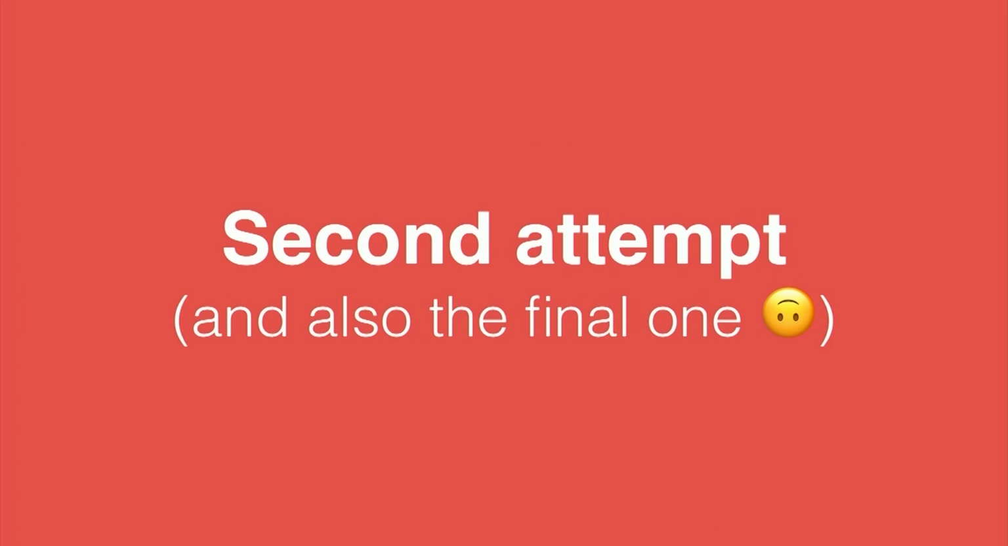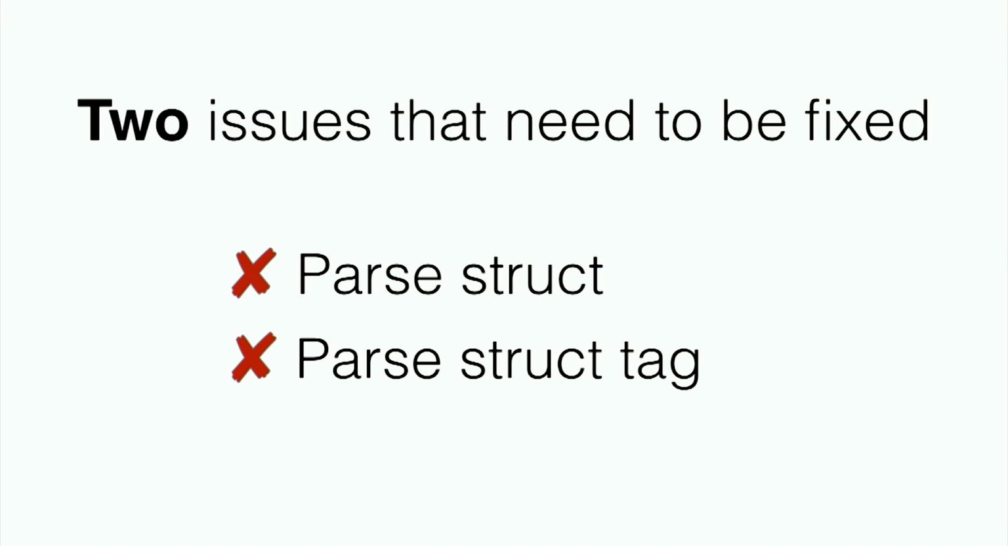So I took a step back and rethought how we could fix it. And then there was a second attempt, and also the final one. Let me explain what this attempt is. When you look more carefully, we actually have two problems here. One of the problems is we need to be able to parse the struct correctly. So we need to be able to read the comments and understand the nested structs. That's one of the problems.